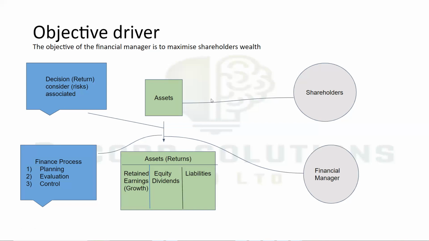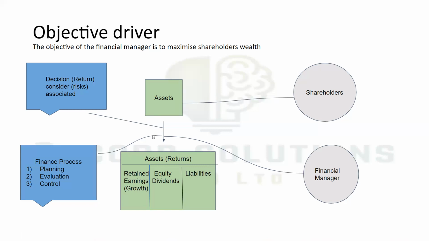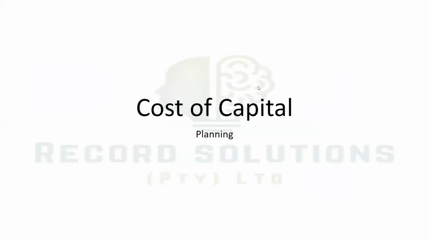So every time I do finance here in PRS, I'll link it to this diagram so that you know how this thing actually maximizes shareholders' wealth. So we can continue. Like I said, cost of capital is here. So now we are doing cost of capital. Why do we do cost of capital?